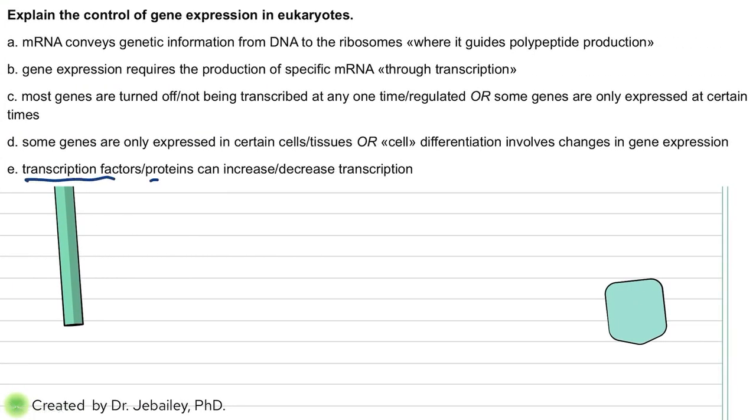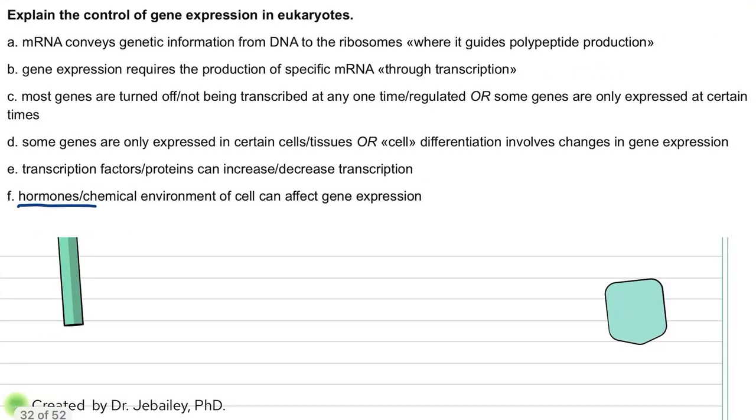Transcription factors, proteins, can increase or decrease transcription. Like I said, transcription factors are basically regulating, like silencers and activators. Hormones, a chemical environment, can affect the gene. That is true. Sometimes when you have more of a hormone, you can produce a certain type of thing.